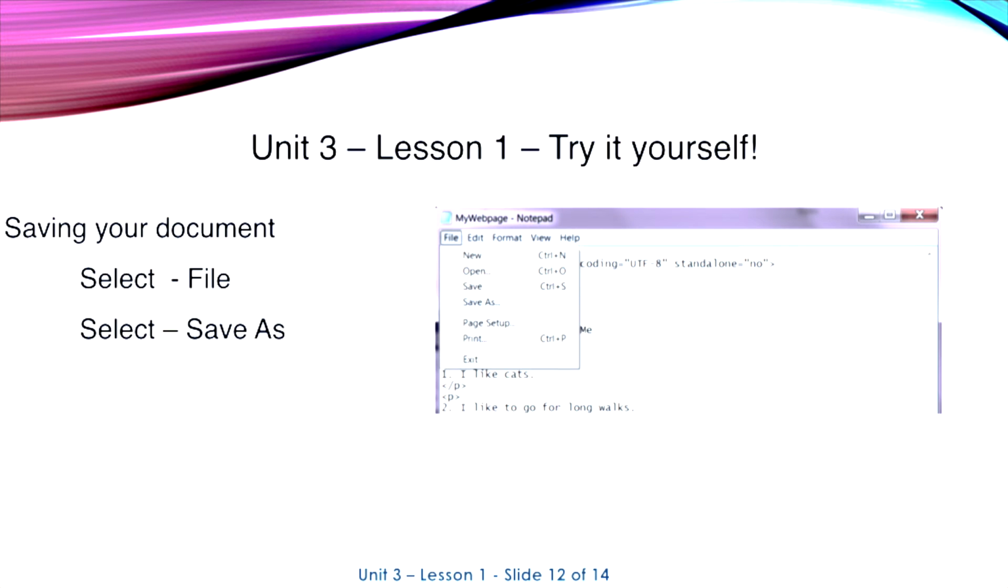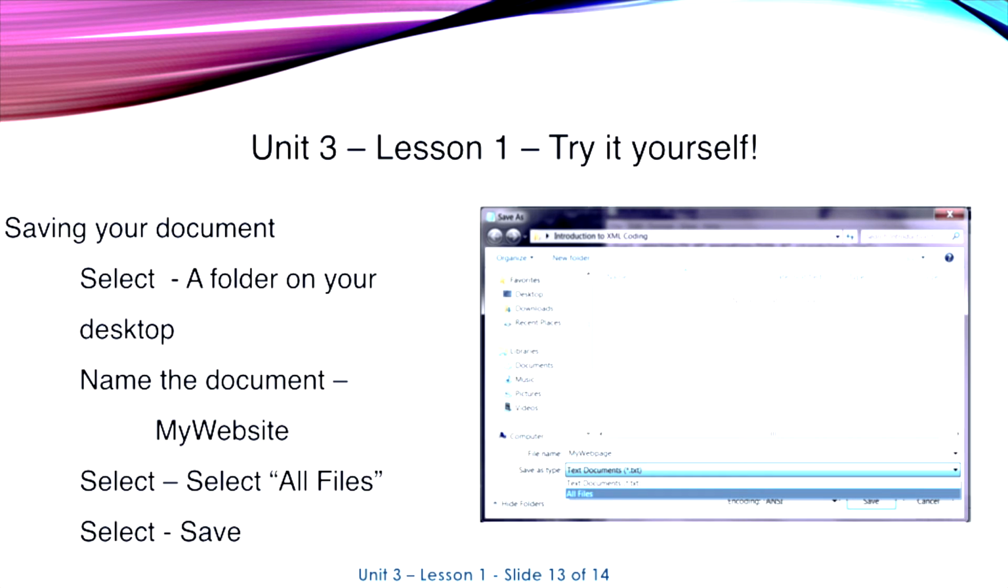We are now going to save our document by selecting File at the top left-hand corner of the Notepad and selecting Save As, seen in the picture here. We are going to save the document on our desktop and we will call it My Web Page. At the bottom of the screen, we are going to change the Save As type from text document to all files, as seen in the picture below. Once you have this done, select Save.